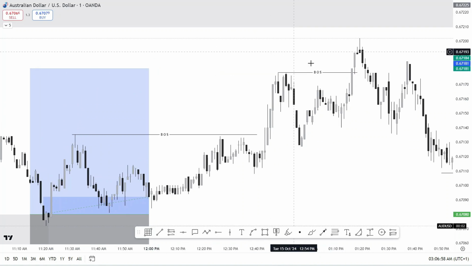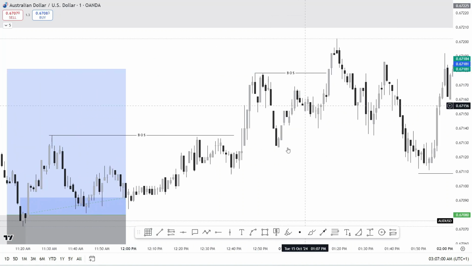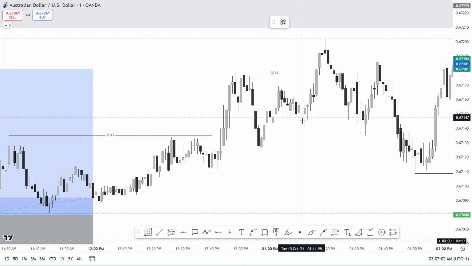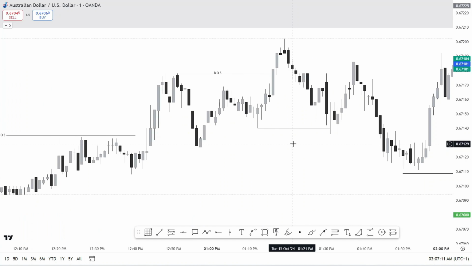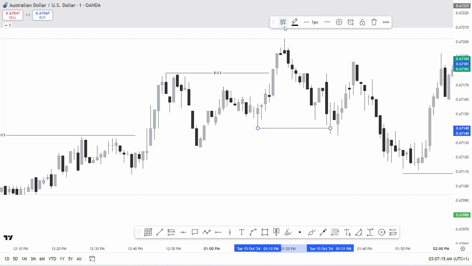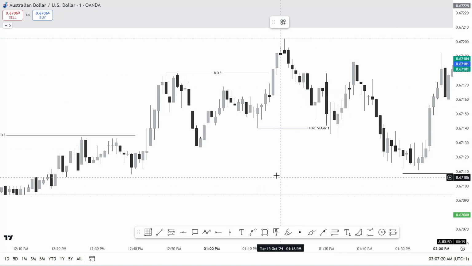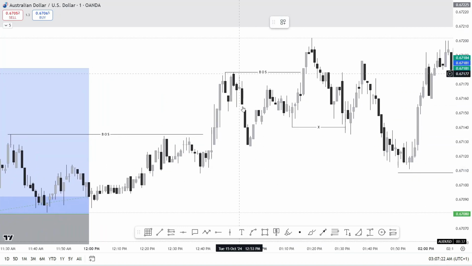So immediately after the break of structure, where is our inducement? This becomes our inducement, this one right here. So after the inducement, what are we looking out for? We're looking out for a continuation to the upside. Remember, we are not yet there. So what we do is look at this. There is no valid zone.